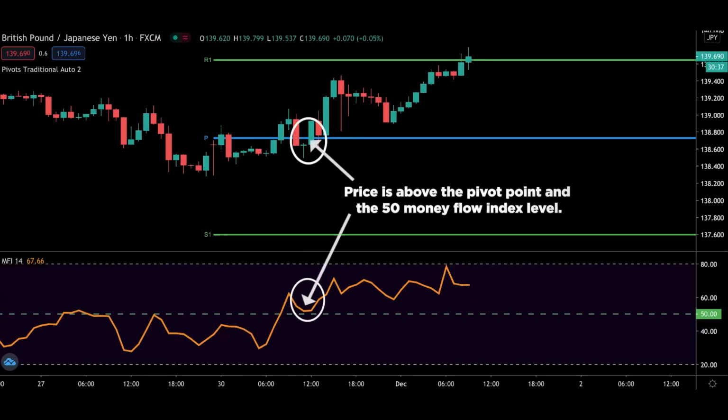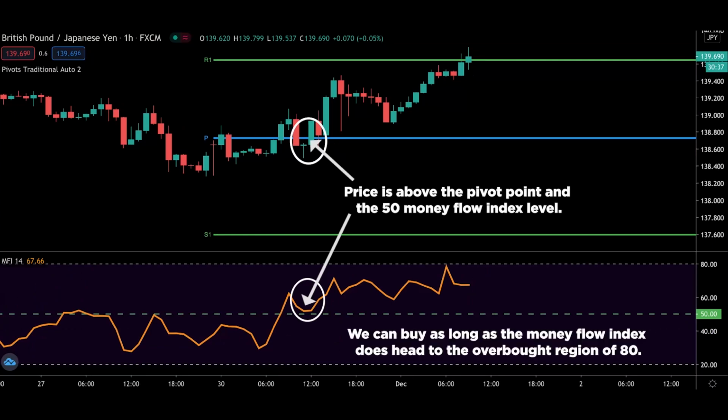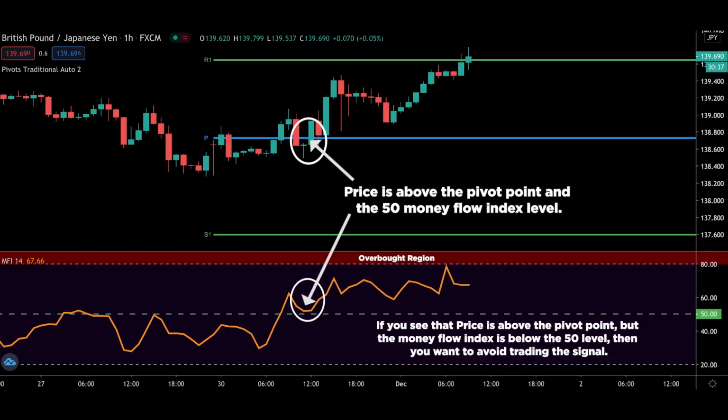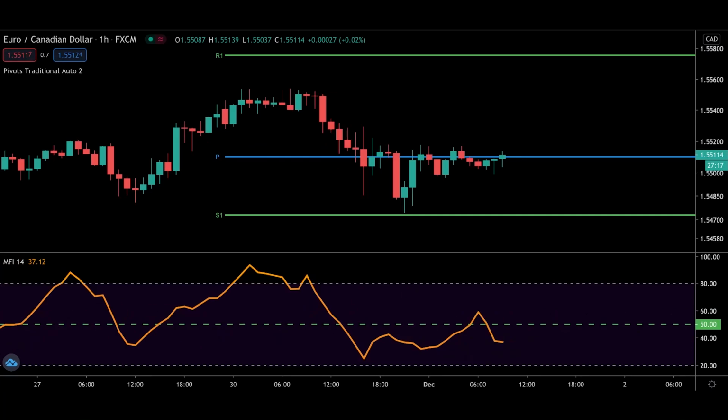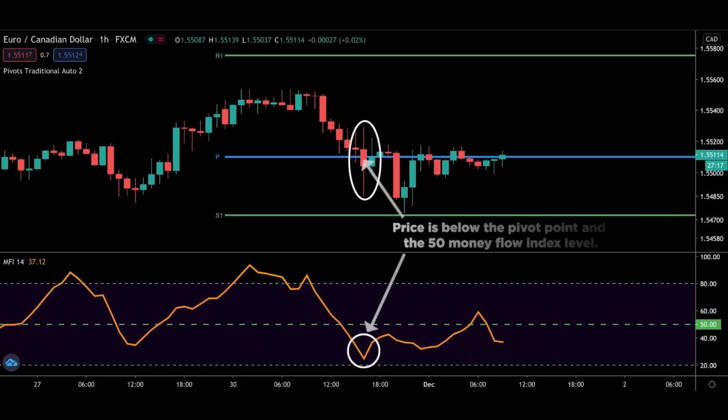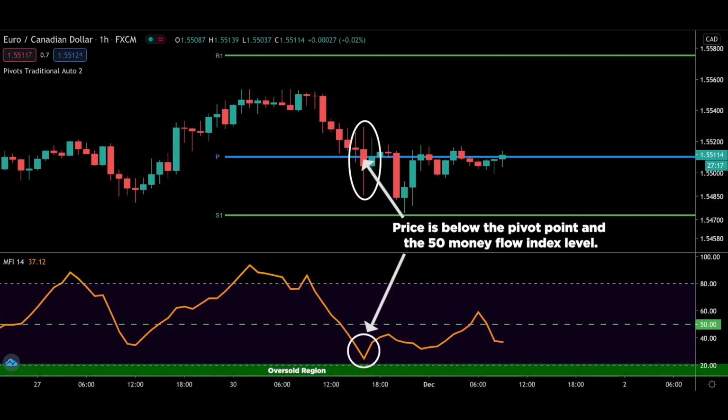If the price is above the pivot point and the 50 money flow index level, we can buy as long as the money flow index doesn't hit the overbought region of 80. If you see that price is above the pivot point but the money flow index is below the 50 level, then you want to avoid trading the signal. The opposite is also true. We can sell if we see price below the pivot point and below the 50 money flow index level, as long as the money flow index doesn't hit the oversold region of 20.